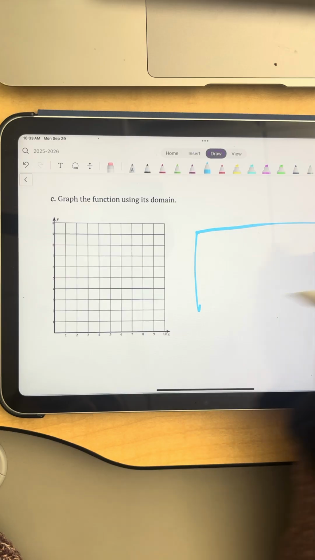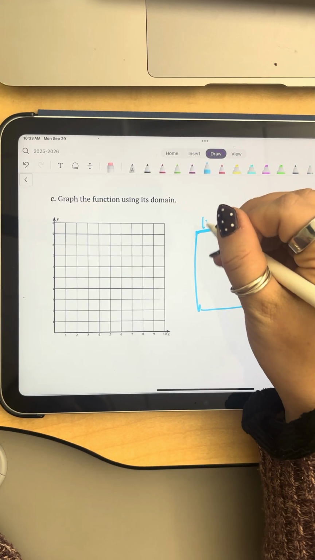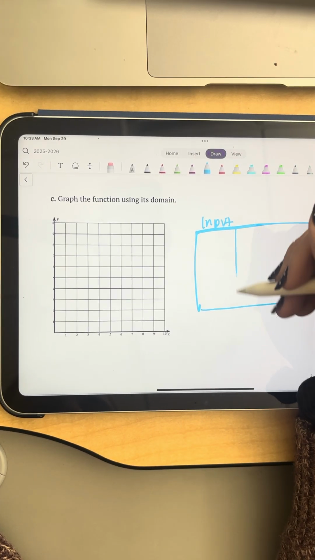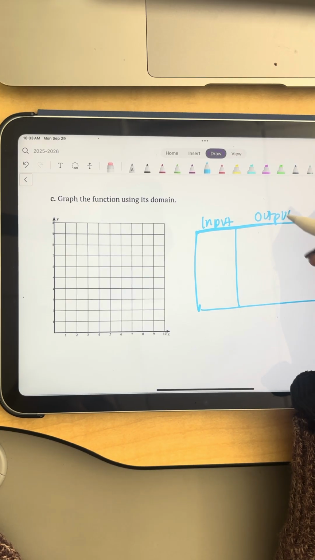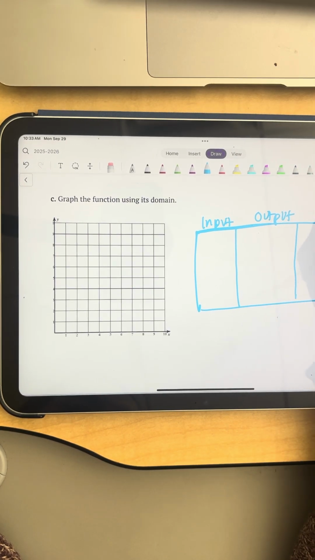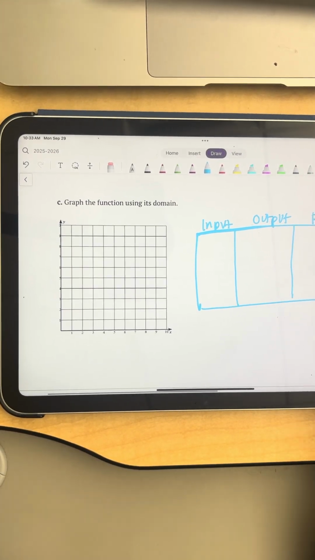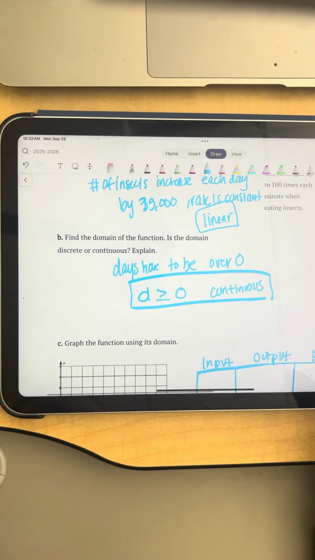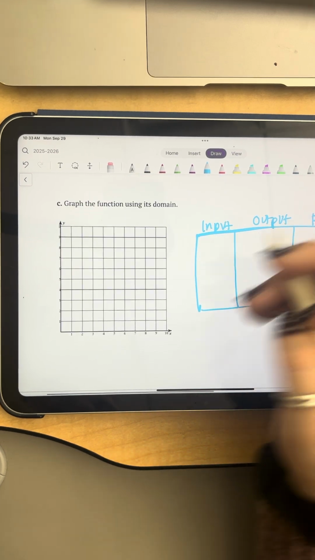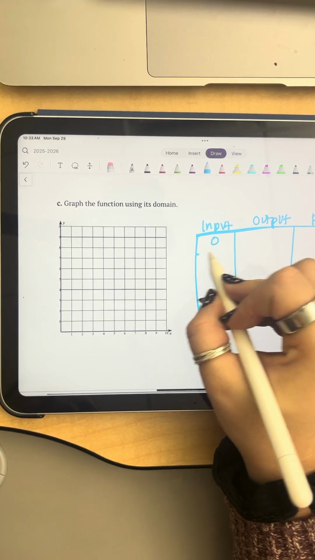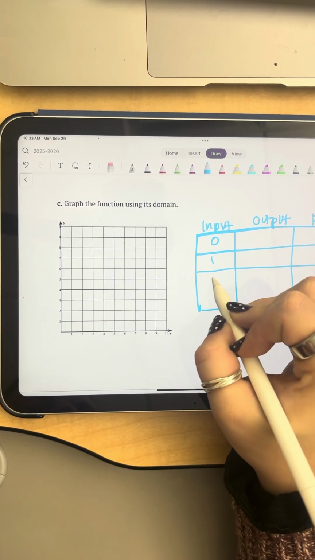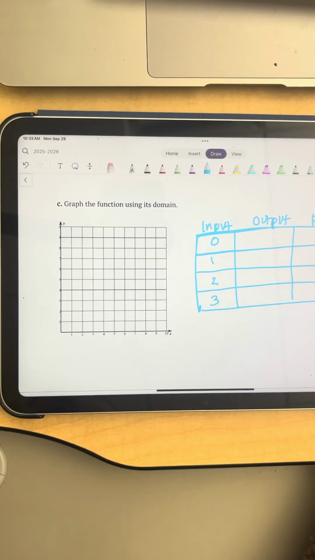So if I was making my graph in this case, I've got my input and then my output, and then you could put the point here too, and then plug those in. So for our graph, we can just do a couple days. It doesn't have a distinction of how many days. I would say just do a couple so that you can see the trend that is happening. But one important thing is it can't be below 0. So we're going to do 0, 1, 2, and 3.